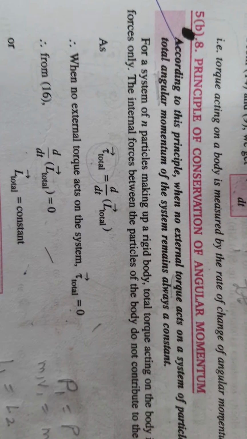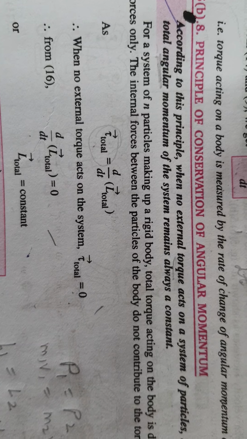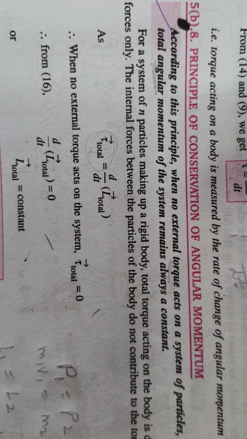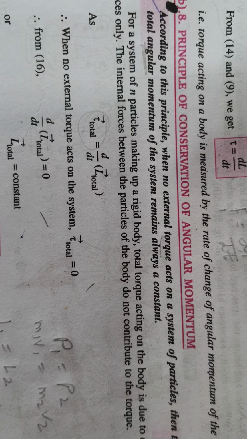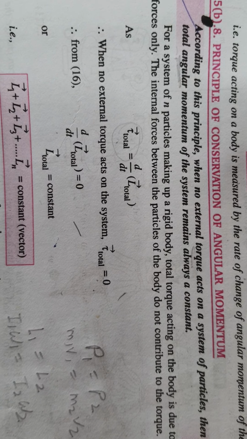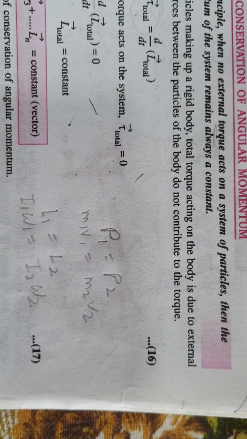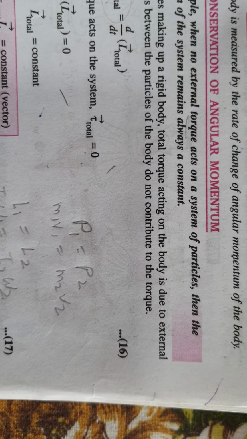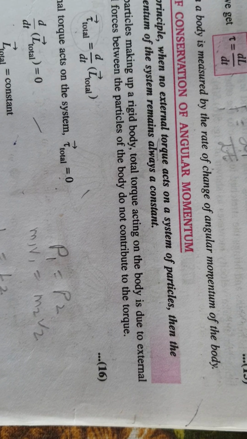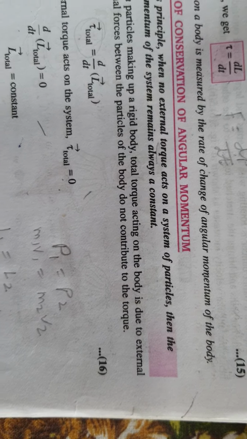Then we learned the law of conservation of angular momentum. This is very, very important. When no net torque is applied on the body, the net or total angular momentum of the system remains constant. That is L1 plus L2 up to Ln is equal to constant. That means angular momentum before and after is the same. That means I1 omega 1 is equal to I2 omega 2. If I1 increases, omega 1 will decrease, and so on. I hope it is clear, friends.